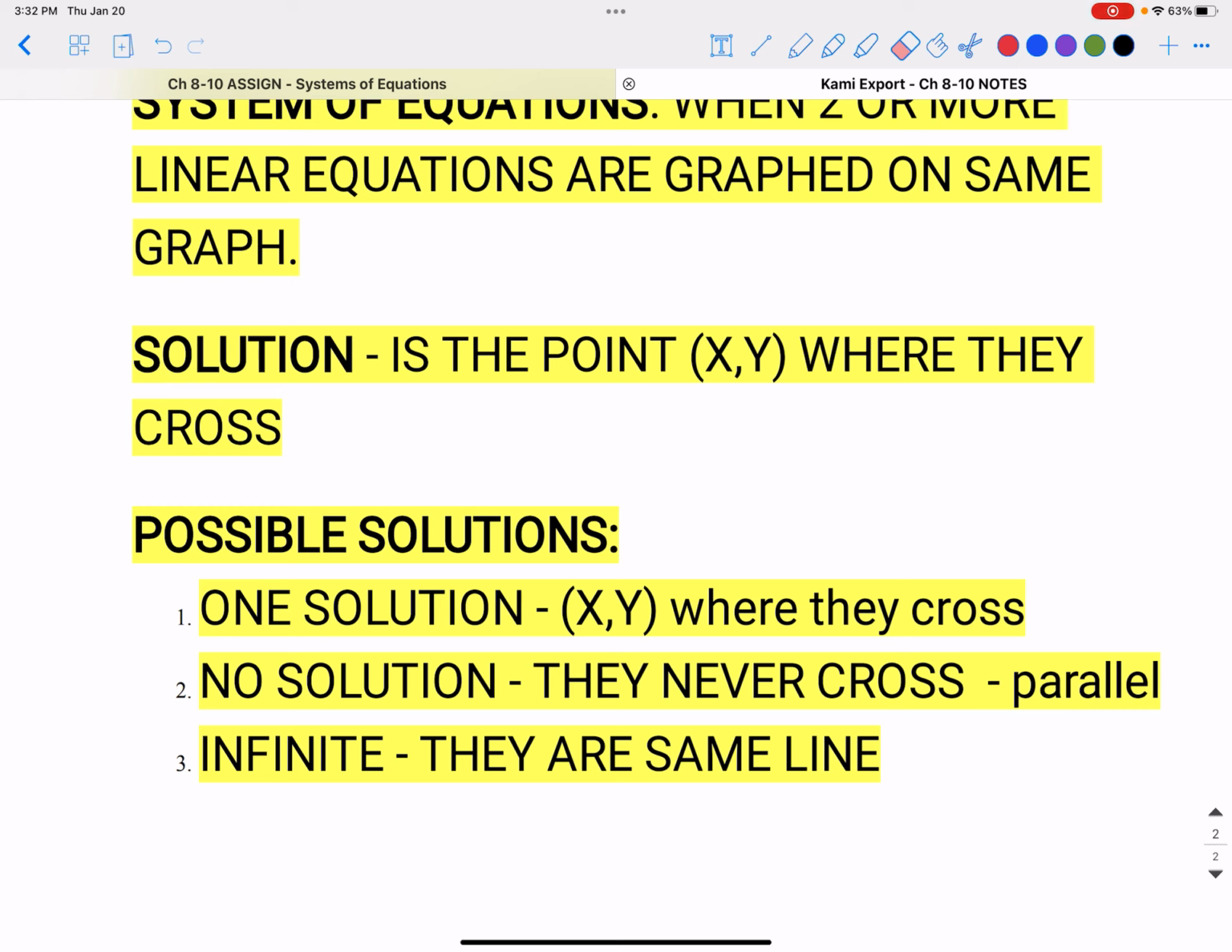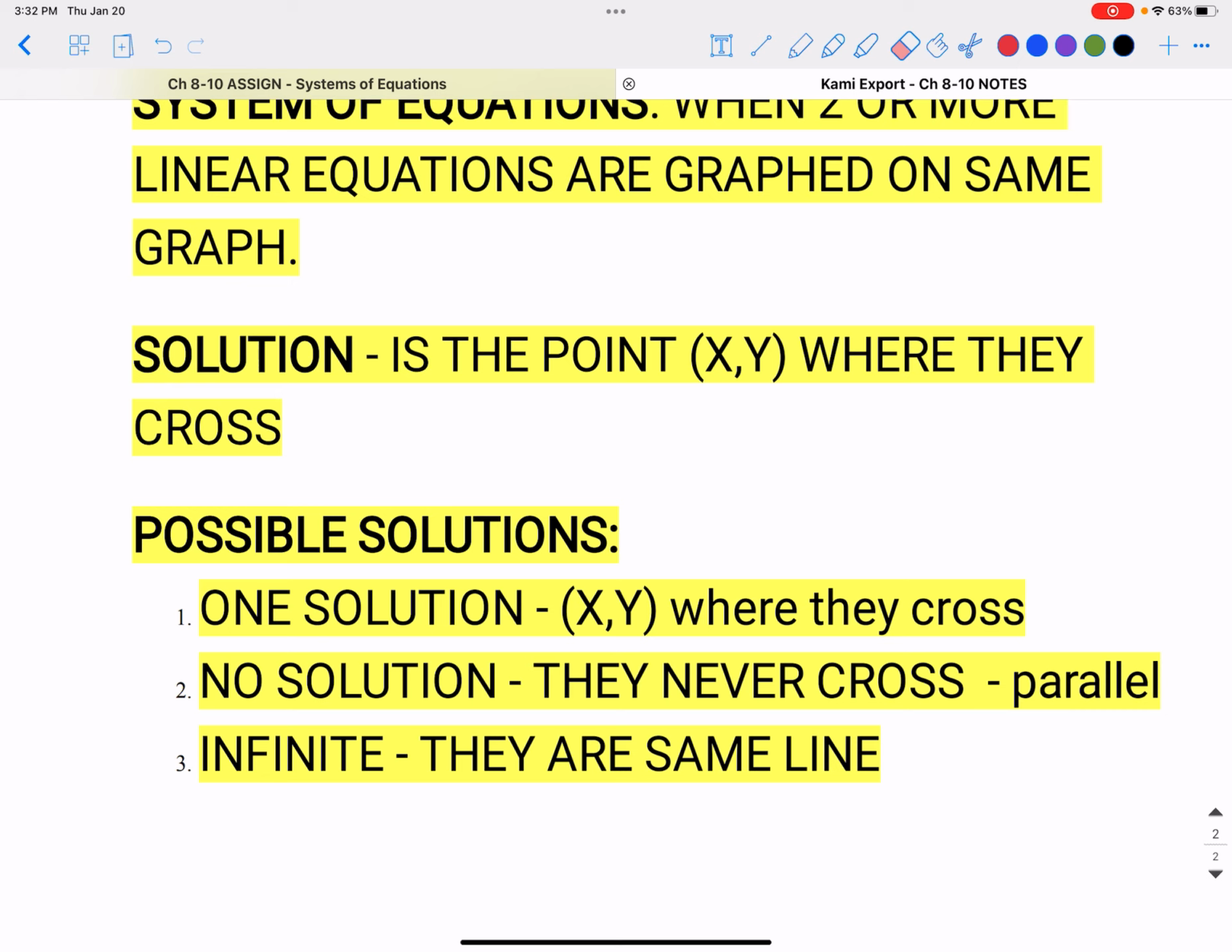They have the same slope, they have the same intercept, they're the exact same line. And so the solution, which is the points that they share, is infinite because they share every single point because they run right on top of each other forever, so they share infinite points.